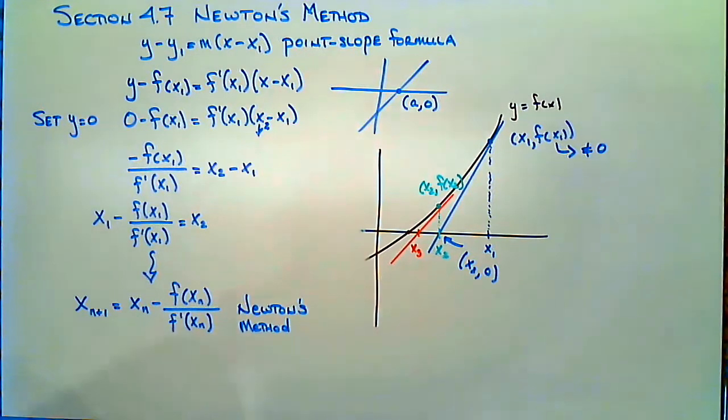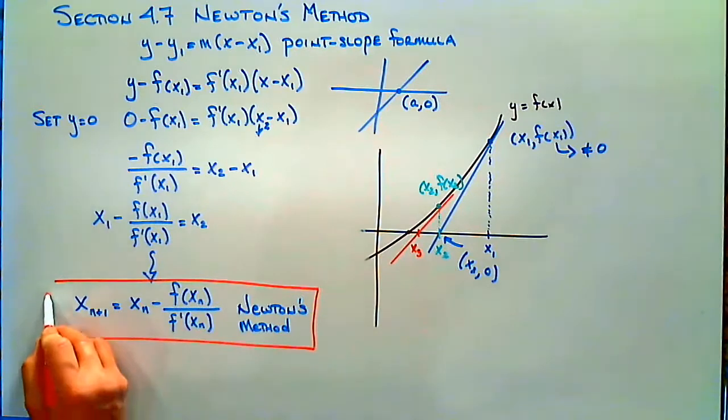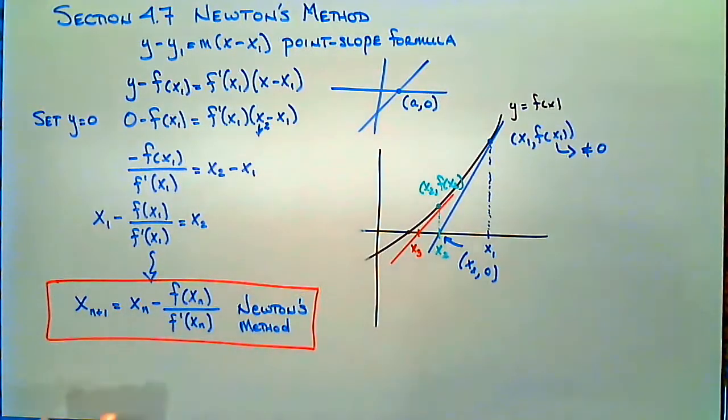Okay? So here's Newton's method. We'll put a box around it, because they always have a box around it in the book. Now, how does one remember Newton's method? Well, I have a hint. I don't think it's much of a hint. I'm not saying it's a miracle hint. But this is what I tell my students.